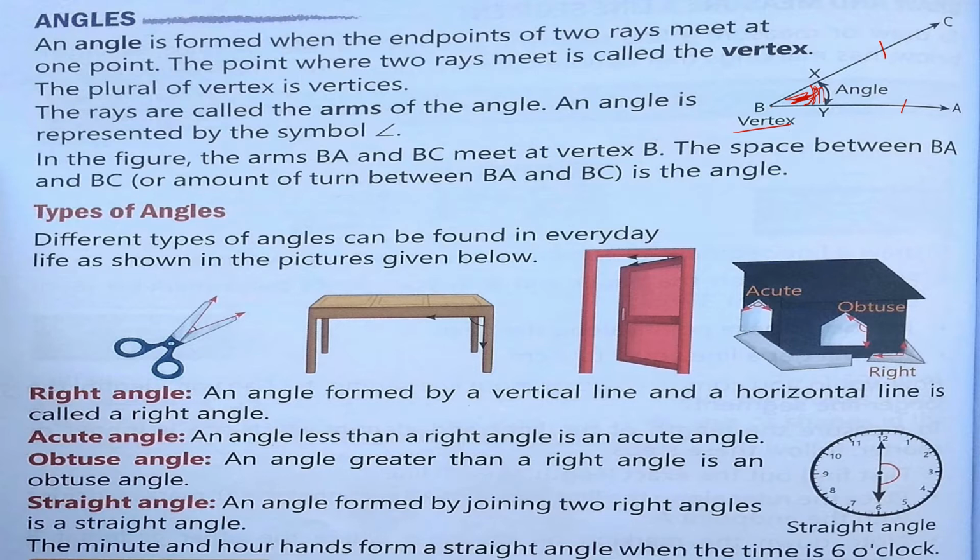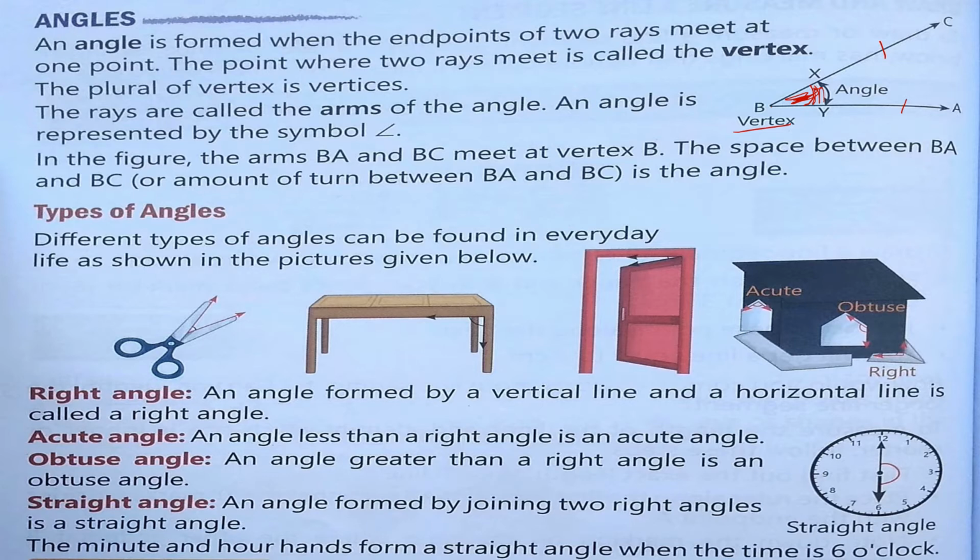Now there are four different types of angles. In this class we will learn about four types of angle: right angle, obtuse angle, acute angle, and straight angle. Okay, children, so we will discuss in detail.